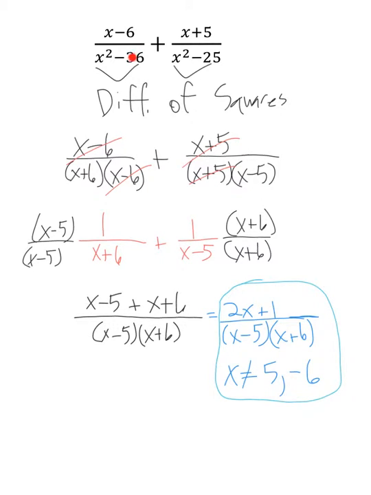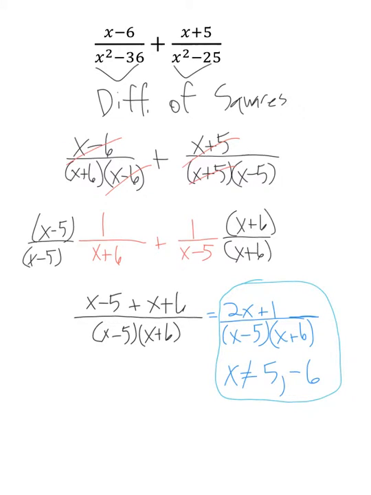What are your factors of negative 36 that add up to 0 since there's no middle term? Well, that would be 6 and negative 6. What are your factors of negative 25 that add up to 0? That would be 5 and negative 5. They add up to 0, see? And multiply to get negative 25 and negative 36, respectively.